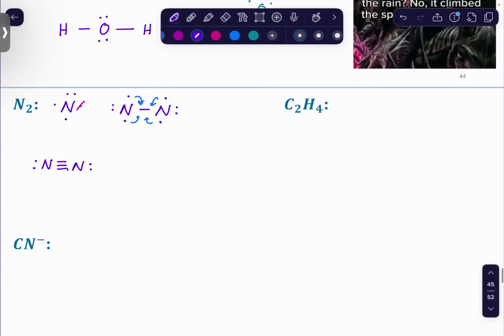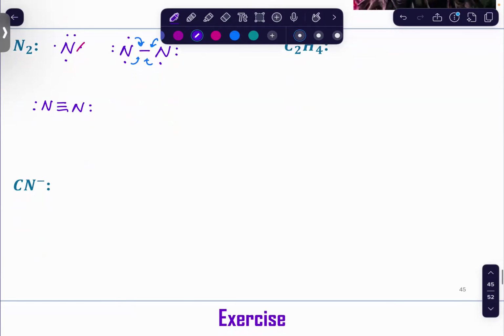Let's work with, let's do the cyanide ion. And we'll think about where, because you see it's a -1.